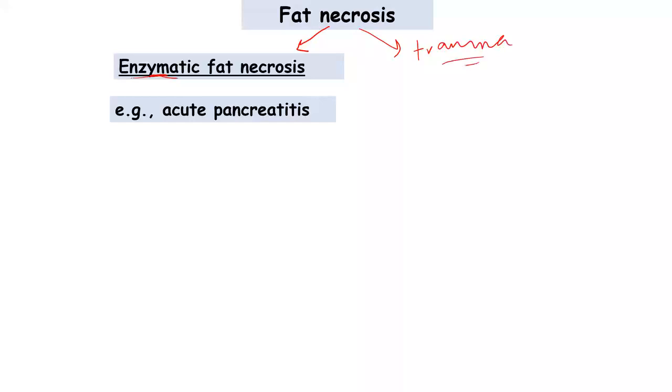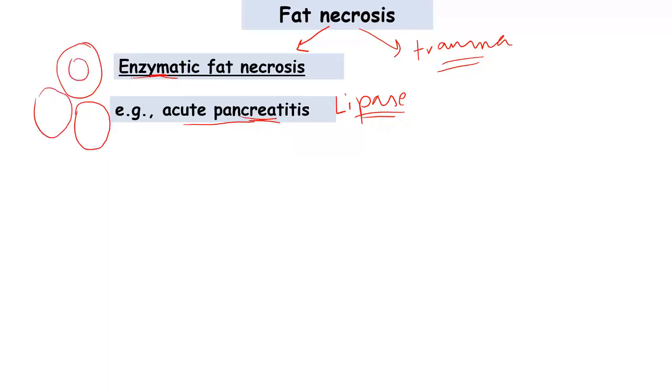So the fat necrosis can occur in fatty areas due to trauma to the fat cells or digestion of the fat cells by enzymes. Okay, what is the enzyme responsible for digestion of the fat? In the pancreas, we have what? We have pancreatic lipase enzyme, and this pancreatic lipase enzyme is important in metabolism.